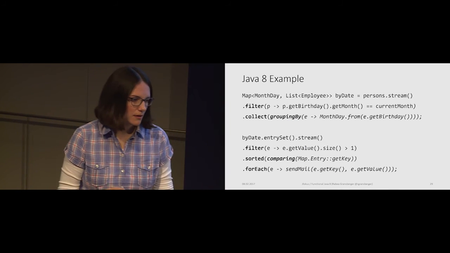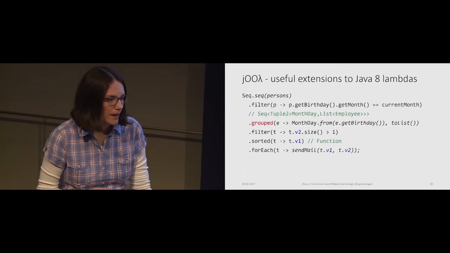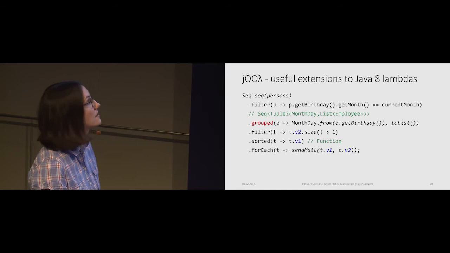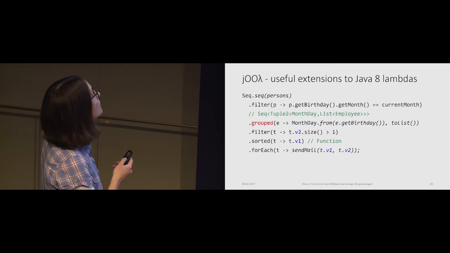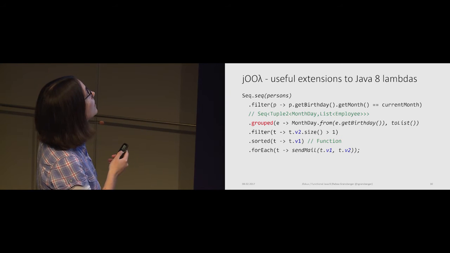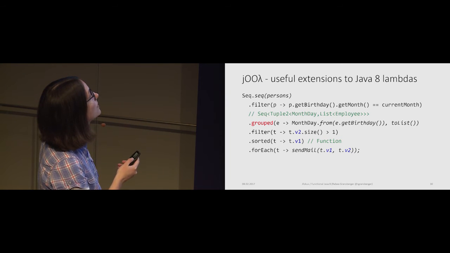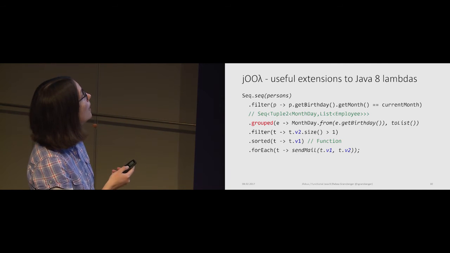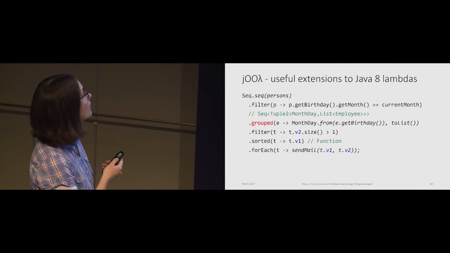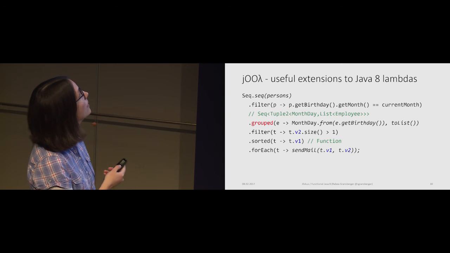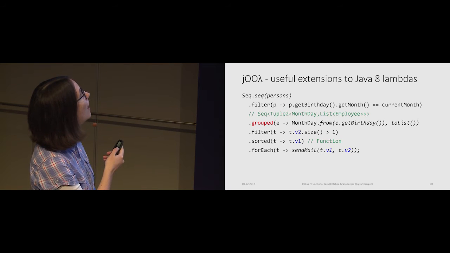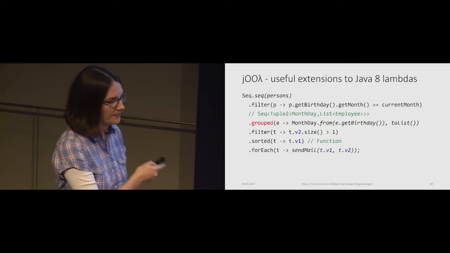So to get back to our old Java 8 example, let's have a look at how it can be done in Jool. Like I said, it has this nice group function, which will not, like a map function, give us back a map. It will give us back a sequence of tuples. So now we have tuples from one state to a list of employees. And then we can filter them, sort them, and send an email. So it's much more concise here. But again, it's only a half intermediate operation here.